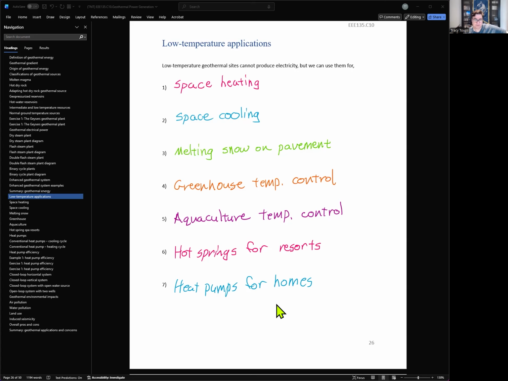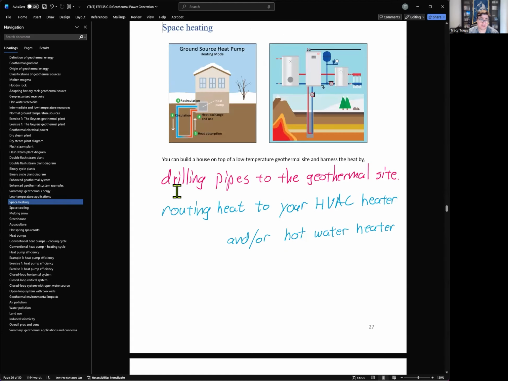Lastly, you can use heat pumps for individual houses. So when you build a house, you can install a heat pump. In certain areas, you could dig underground, put some piping, and use that as part of your HVAC system to control the temperature in your house. So we'll go through each one, and give you some more details on it.